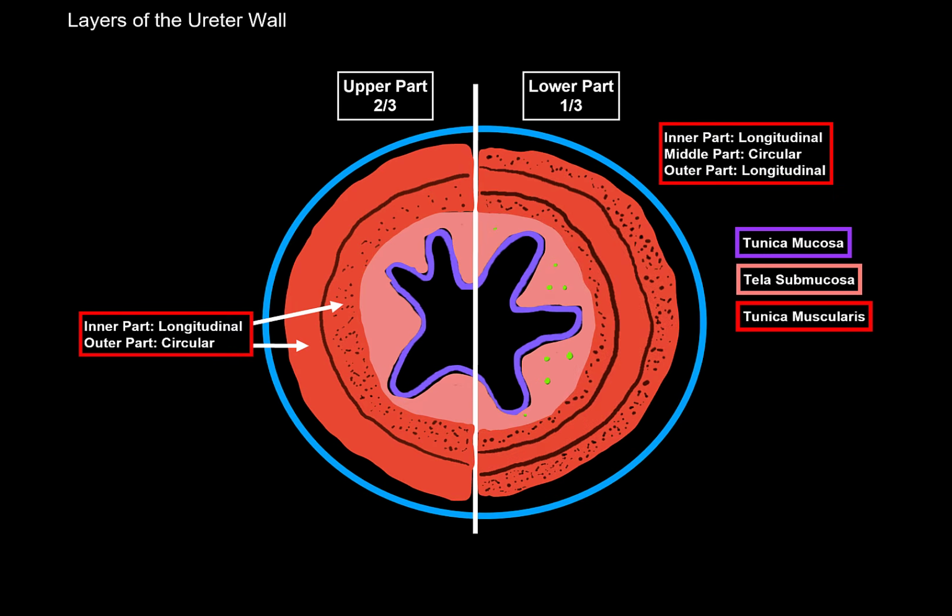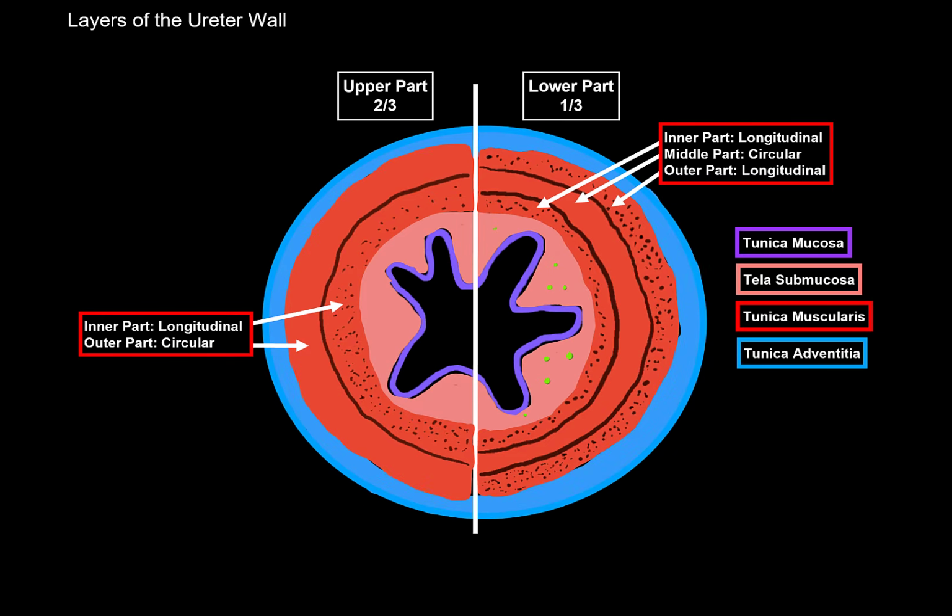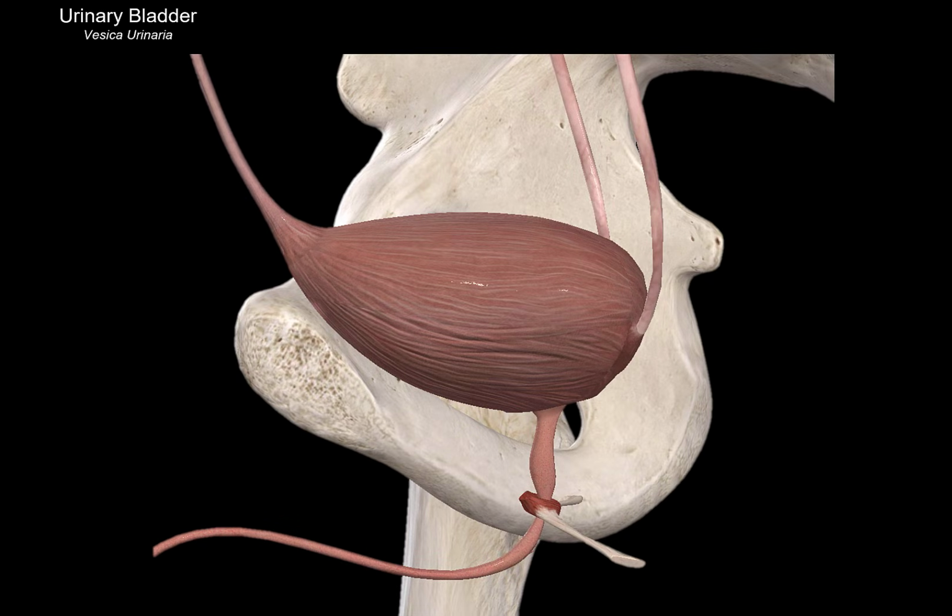The lower third of the ureter differs in that it's going to have three layers of muscle fibers. The innermost is going to be longitudinal muscle fibers, the middle part consists of circular muscle fibers, and then the outer part will be longitudinal muscle fibers. It's different here because the closer you get to the urinary bladder, the more it's going to resemble the urinary bladder. So the last layer is the outermost layer, which is going to be tunica adventitia, containing strong fibrous connective tissue for protection. So that was all for the anatomy of the ureter.